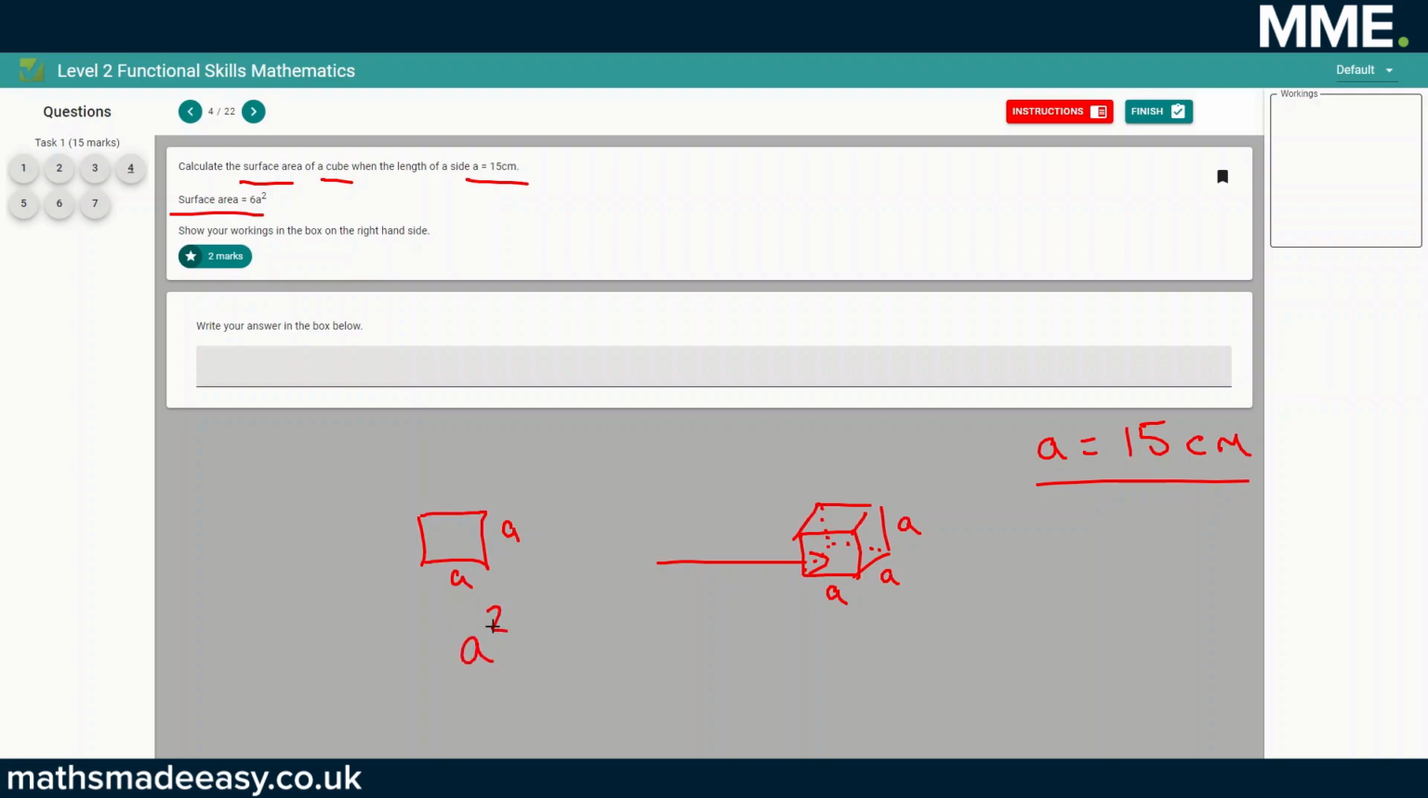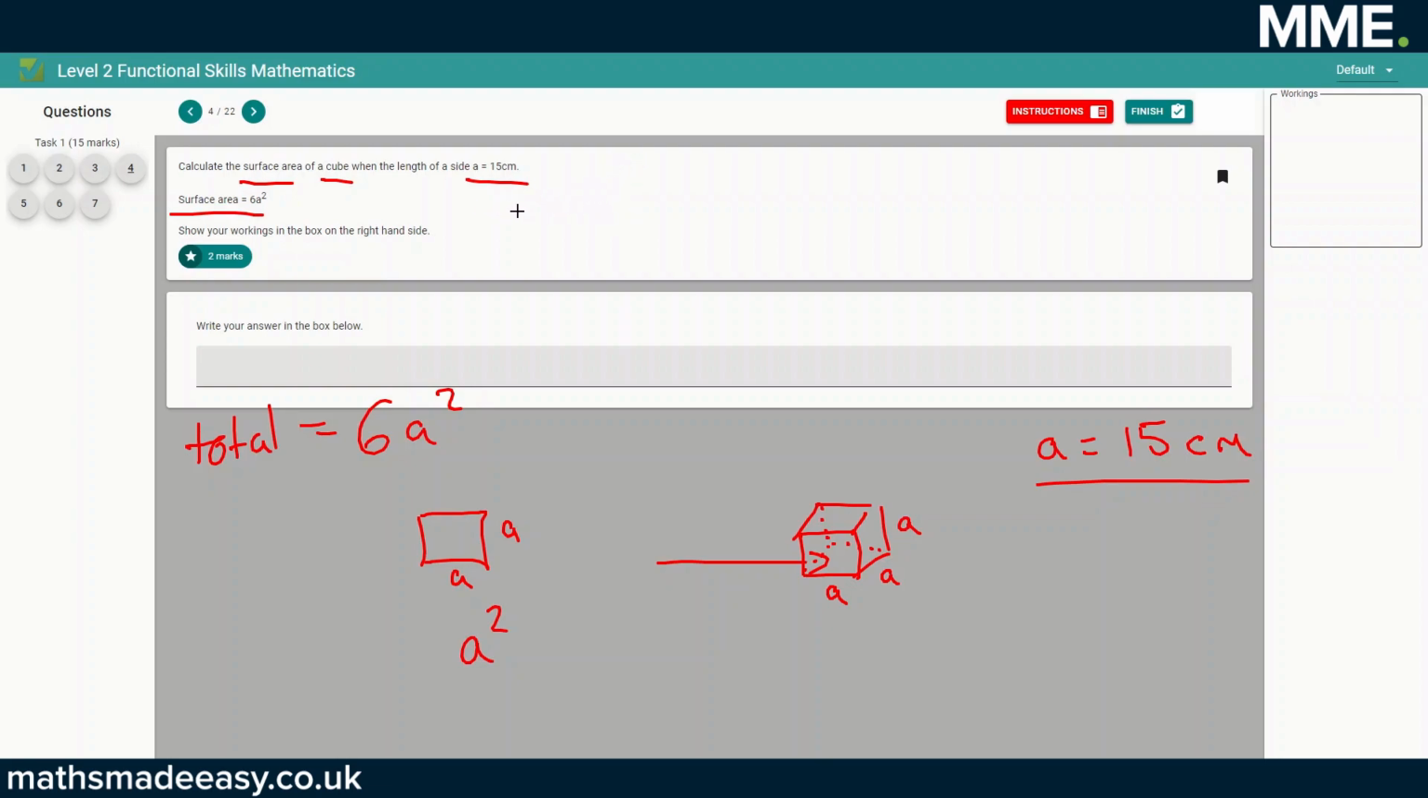Now, since cubes have 6 faces, to find the total surface area, we just multiply the area of one of the faces by 6. So this is where this formula comes from, and they've given it just as a helpful reminder. So what we simply could have done is just plug in 15 into this formula and get the correct answer, but this is just having a quick run through of where that comes from.